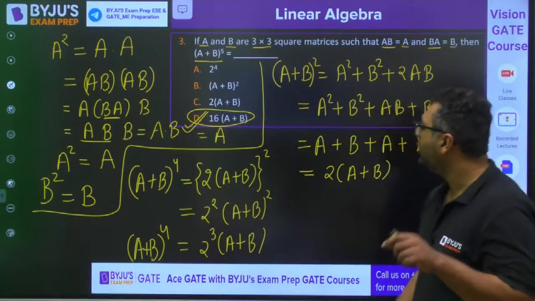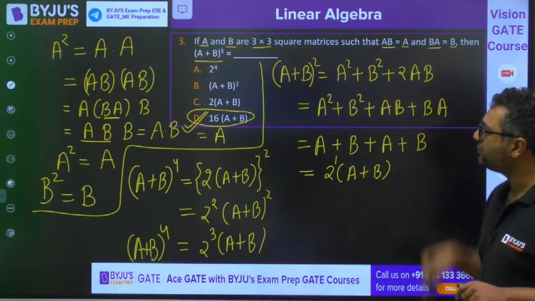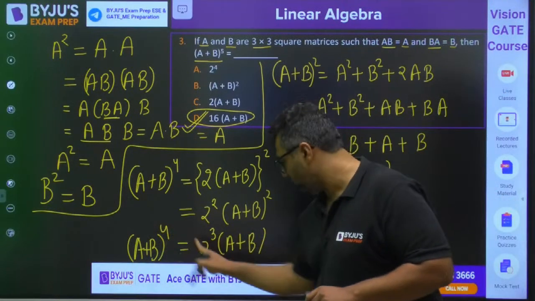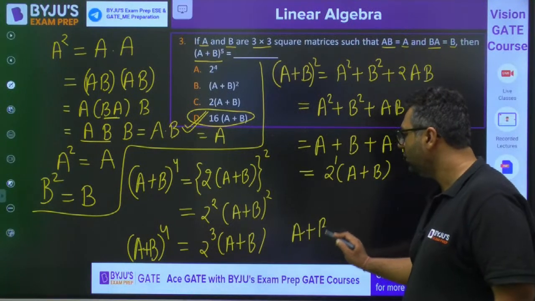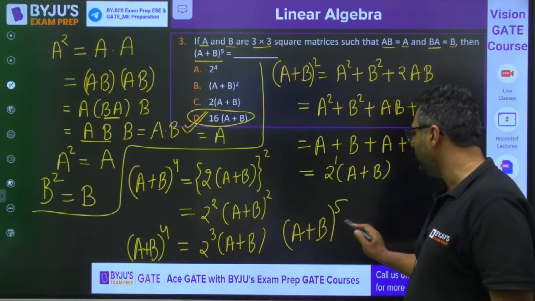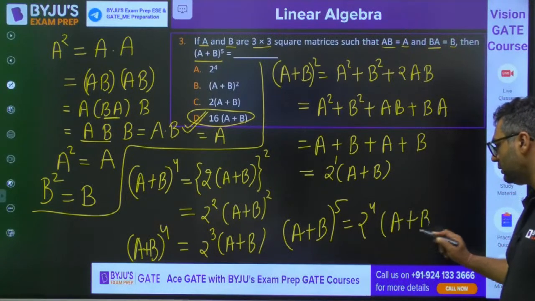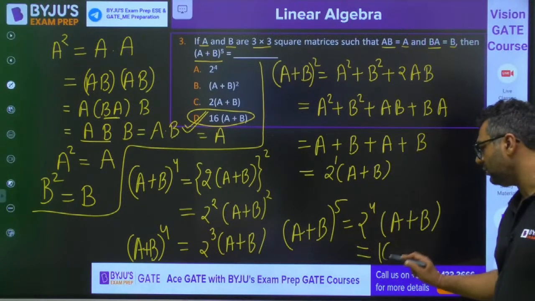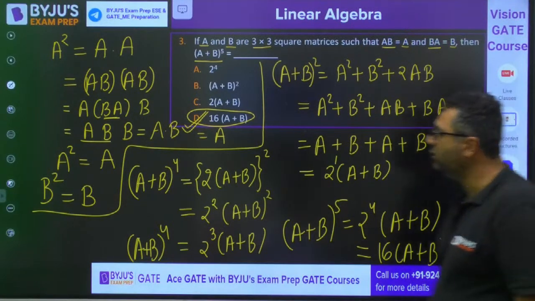So can you feel it? (A plus B) to the power 2 is 2 to the power 1 into (A plus B). (A plus B) to the power 4 is 2 to the power 3 into (A plus B). So obviously by that, (A plus B) to the power 5 will be 2 to the power 4 into (A plus B). So 2 to the power 4 is 16. Vipin Mishra, you got it or not? Please tell me. The answer will be D for this.